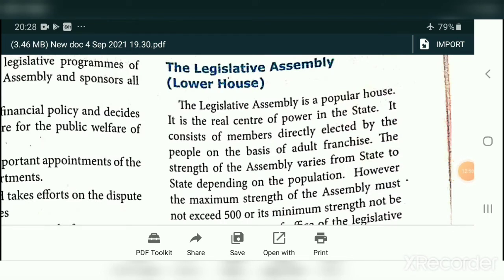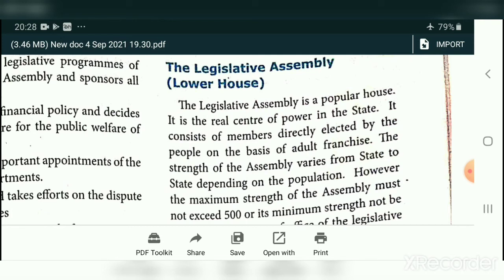Now we will see the lower house, the legislative assembly. The legislative assembly is a popular house. It is the lower house in the legislature. It is the real center of power of the state. Here the members are directly elected by the people on the basis of adult franchise.